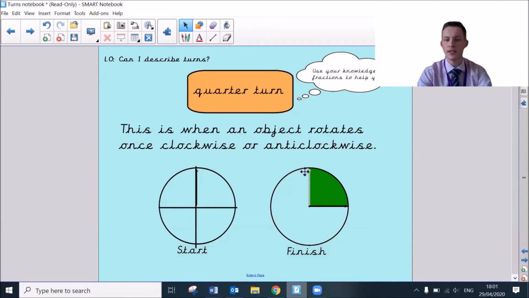You can see where we've started and where we've finished. Now here's a good question. We've started facing forward and we've ended up facing to the right. Now, using your skills, knowing that clockwise was turning to the right and anti-clockwise was turning to the left, think about your sentence here. Your sentence will be, this person has done a quarter turn clockwise or anti-clockwise.